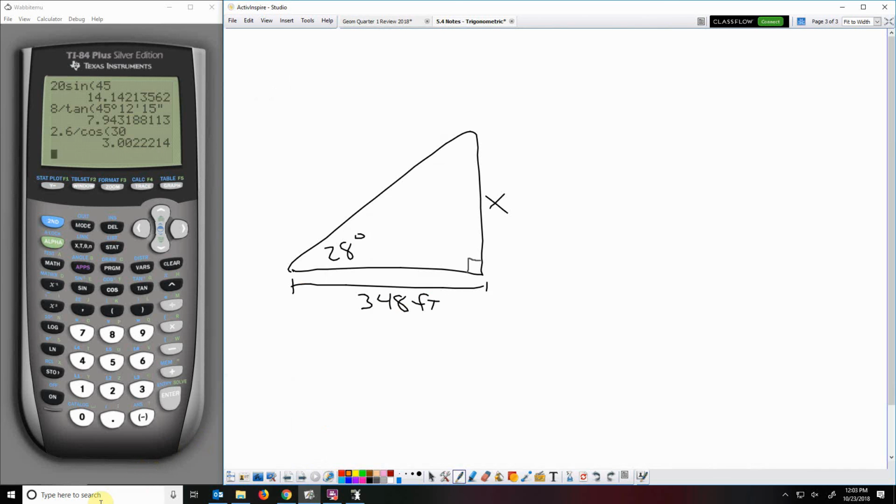All right, one more problem here. So I want the value of x here. I've got an opposite and an adjacent, so that's going to be tangent of 28 degrees. That equals the opposite over the adjacent. Okay, and this is more like our first problem where we've got the variable in the numerator. So this time I just need to multiply this over to here. So I get x equals 348 times tangent 28 degrees.